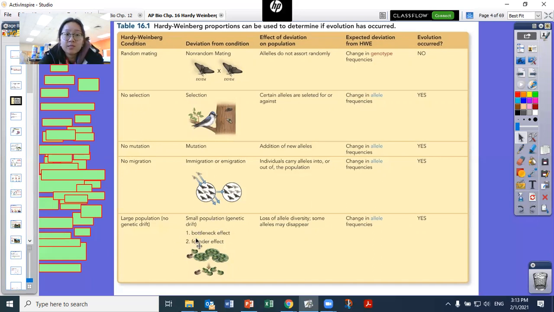And the bottleneck effect is basically when some kind of natural disaster event happens and kills a large part of the population, and only the leftover population is really small. That becomes the new allele frequency, and they are the ones that are repopulating.